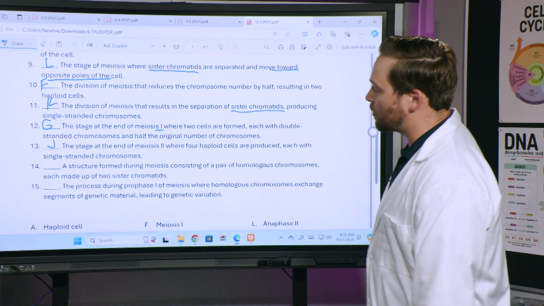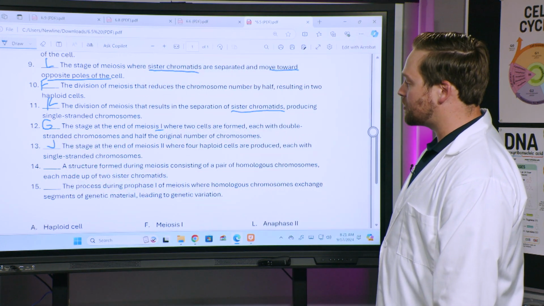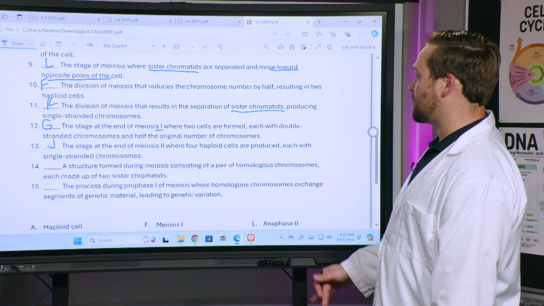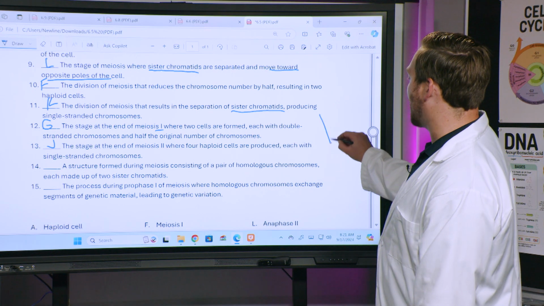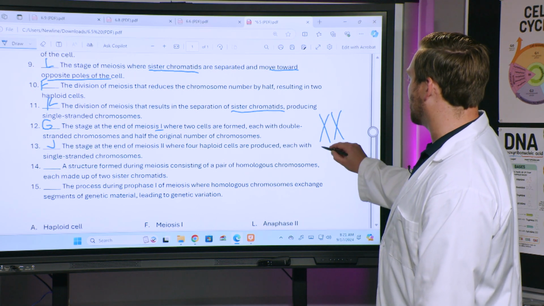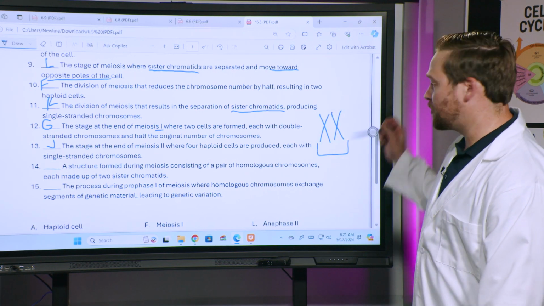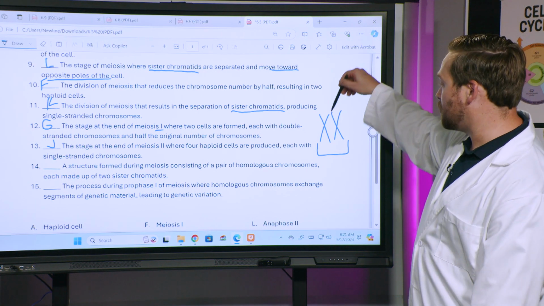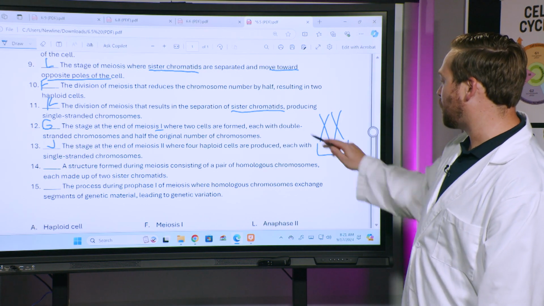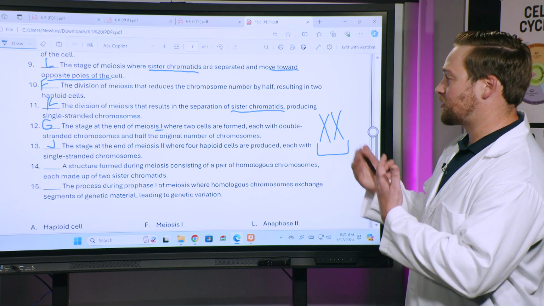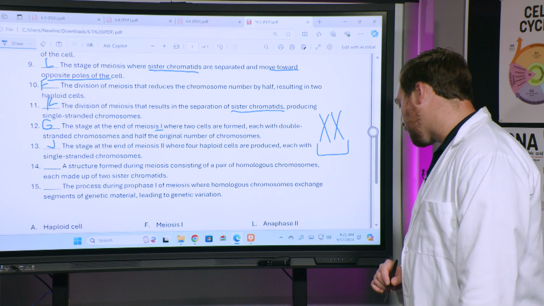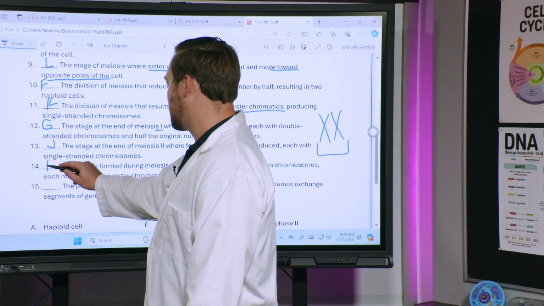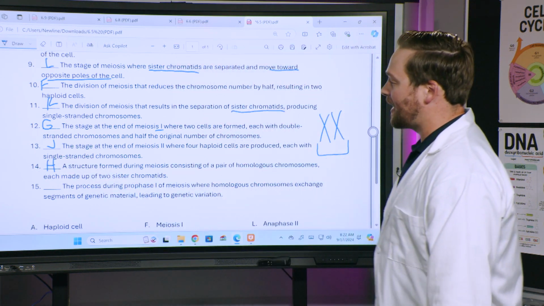All right, couple more. 14, a structure formed during meiosis consisting of a pair of homologous chromosomes, each made up of 2 sister chromatids. So what is it called when I have those 2 chromosomes right next to each other? Each of these is a chromosome. Each chromosome has 2 sister chromatids. So I have a total of 4 sister chromatids here. That's called a tetrad. Okay, so for 14, let's go with letter H, tetrad. All right, last one, 15.